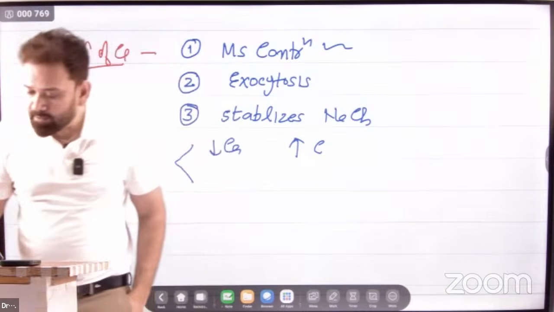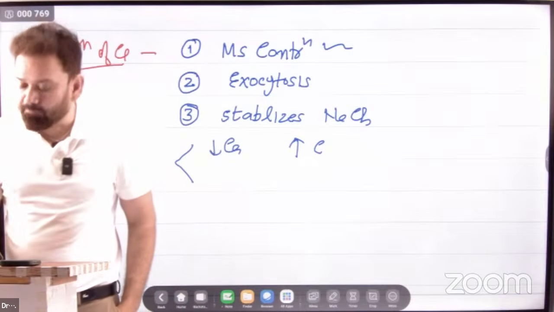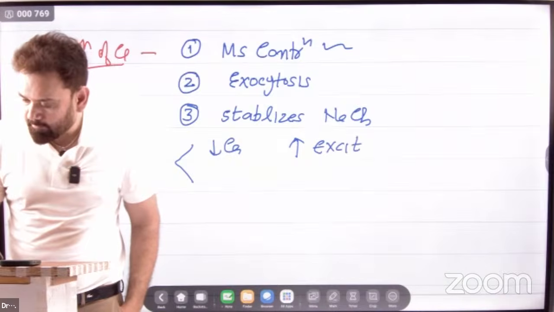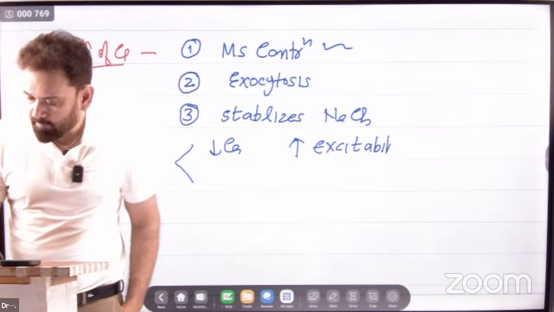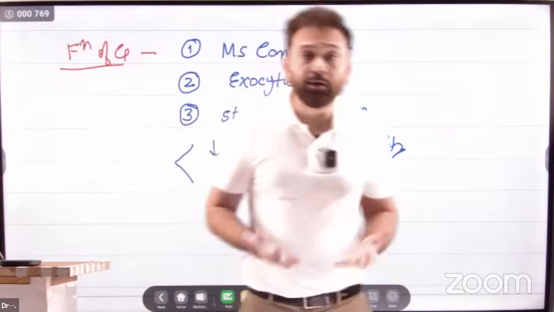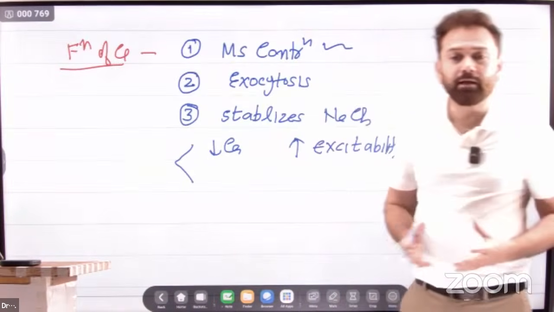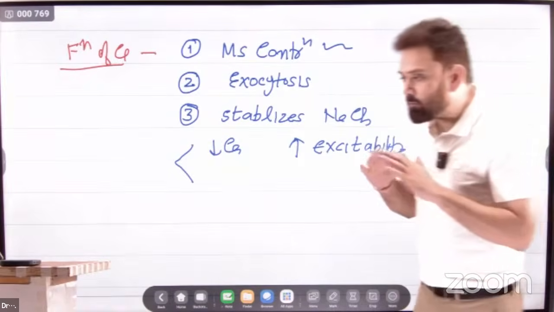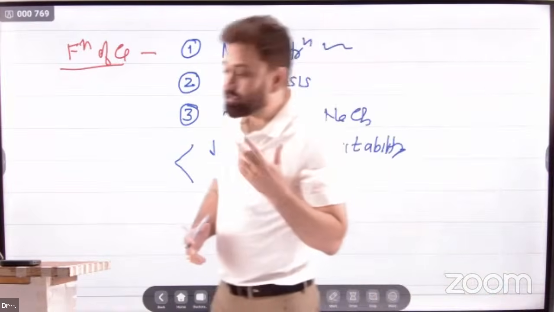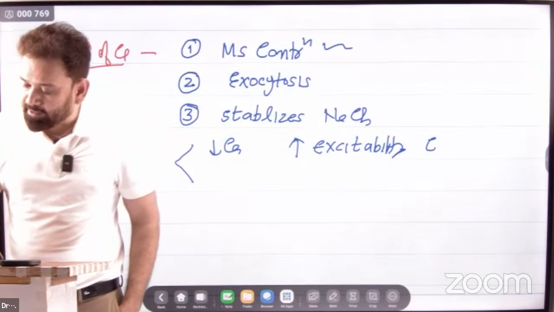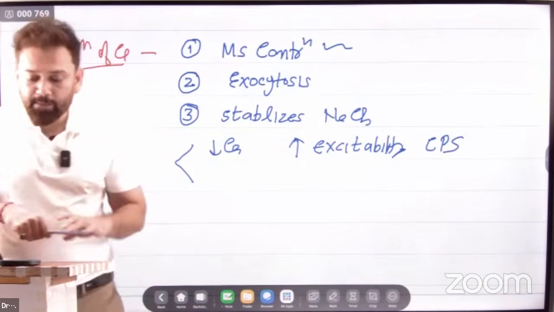What is the stabilization? Decreased calcium will cause increased excitability. क्यों? Calcium is stabilizing the membrane. So if calcium becomes low, automatically stability decreases and excitability will be high. It causes carpopedal spasm.